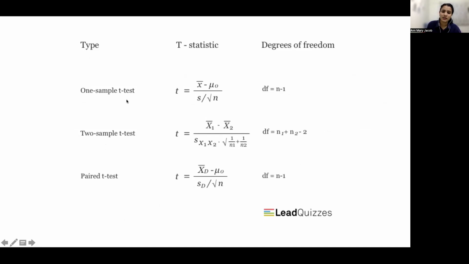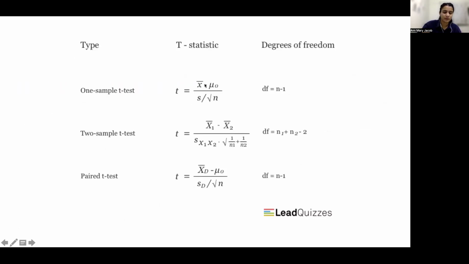So for the one sample t-test, this is the formula that you are looking at: x bar minus mu, because you are looking at a hypothesized mean, so that's why mu is being utilized here. And then the standard deviation divided by the square root of n. The degrees of freedom that you use here is df equals n minus 1.